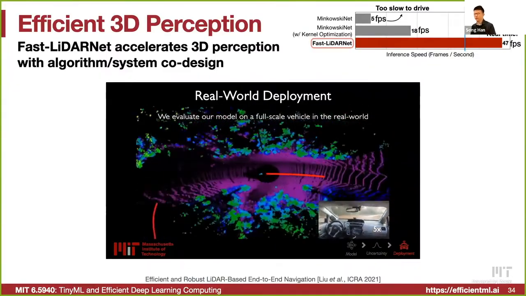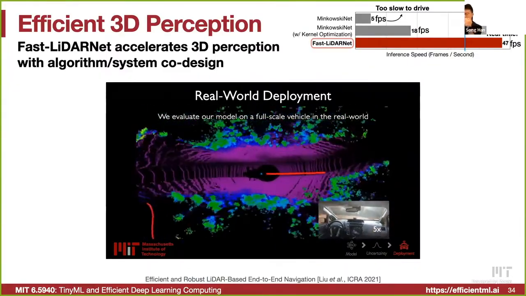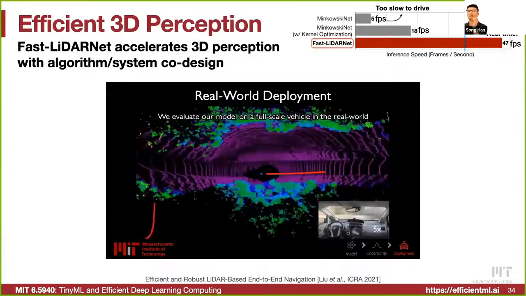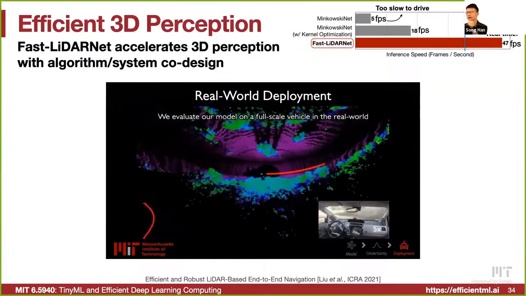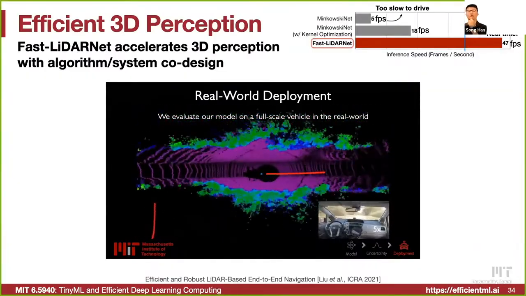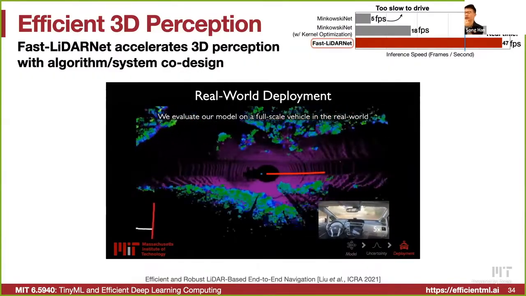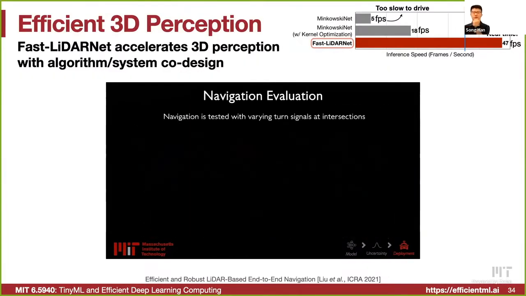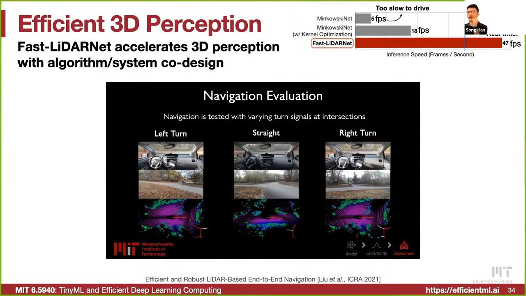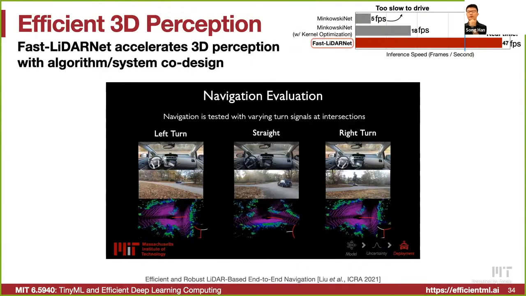So this is what we did. FastLiDARNet to accelerate 3D perception with algorithm and system co-design. Previously, it ran at only 5 frames per second. After the optimizations we are going to learn in this lecture about 3D point cloud acceleration, it can run at 47 frames per second.